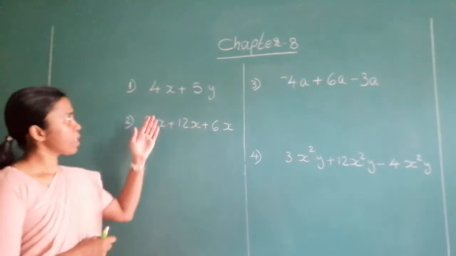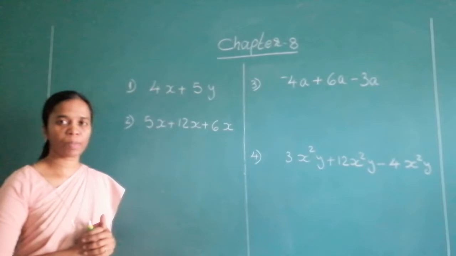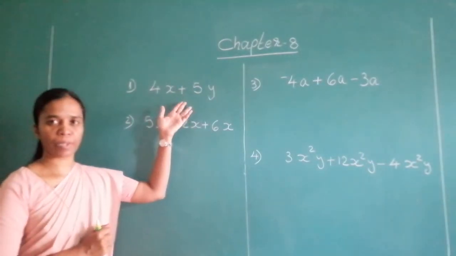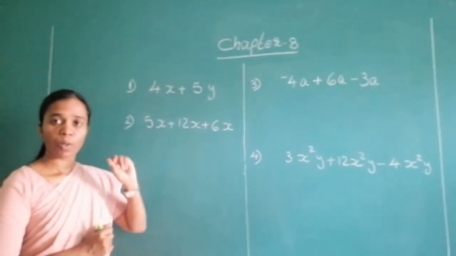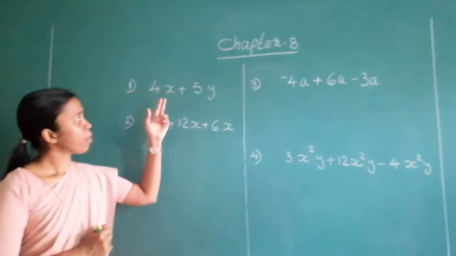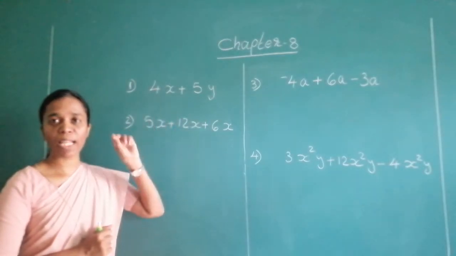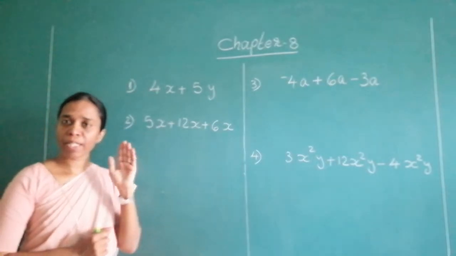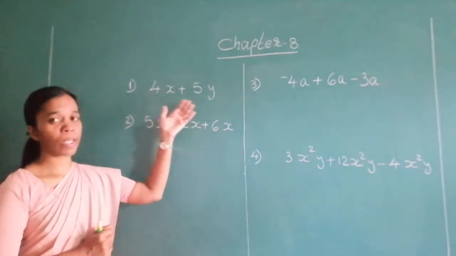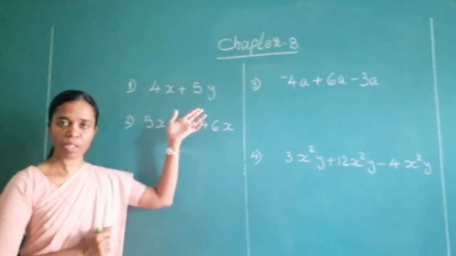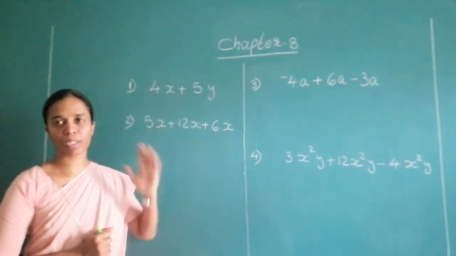Okay. Look at the first example. 4x plus 5y. How many terms are there? There are two terms, addition. Can we add these two? No. Why? Because the variables are not the same. So they are not like terms. Addition and subtraction can be done only with like terms. These are not like terms because the variables are different. So this answer is this only. You cannot do anything further than this.